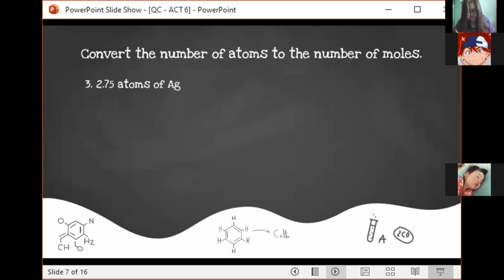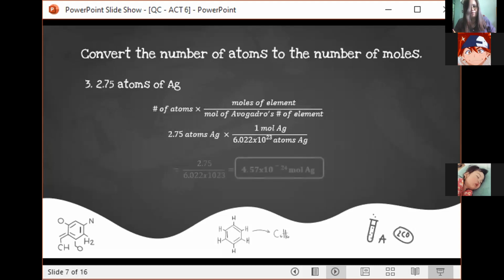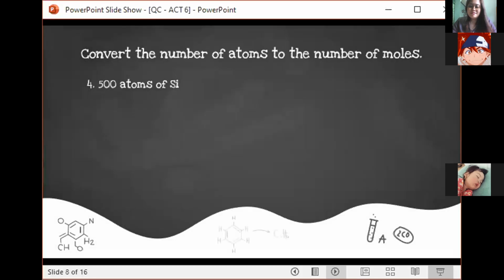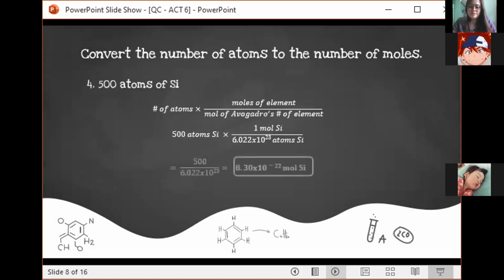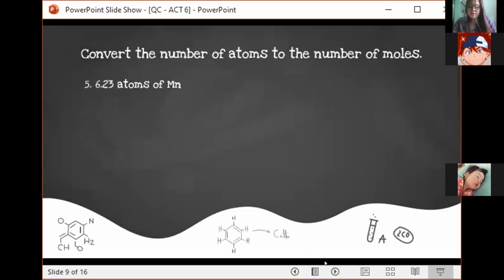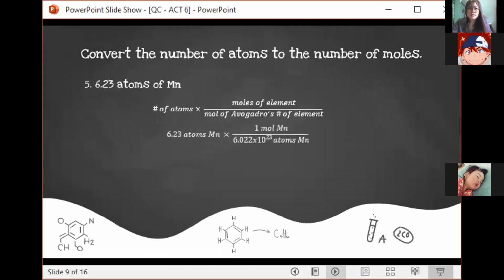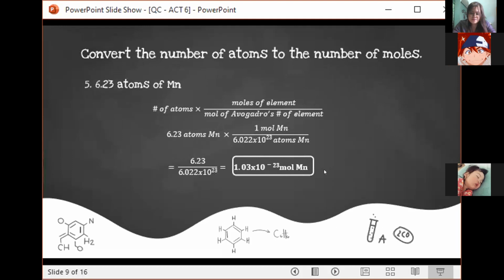So for number 3, 2.75 atoms of silver. So 2.75 atoms of silver, divide natin siya by Avogadro's number, which is 6.022 times 10 raised to 23, is equal to 4.57 times 10 raised to negative 24 moles of silver. Number 4 is 500 atoms of silicon. So 500 atoms, i-divide pa rin sa Avogadro's number, equals to 8.30 times 10 raised to negative 22 moles of silicon. Then number 5, the last number for the conversion of number of atoms to number of moles, 6.23 atoms of manganese. You have 6.23 atoms of manganese divided by Avogadro's number. That's 1.03 times 10 raised to negative 23 moles of manganese.